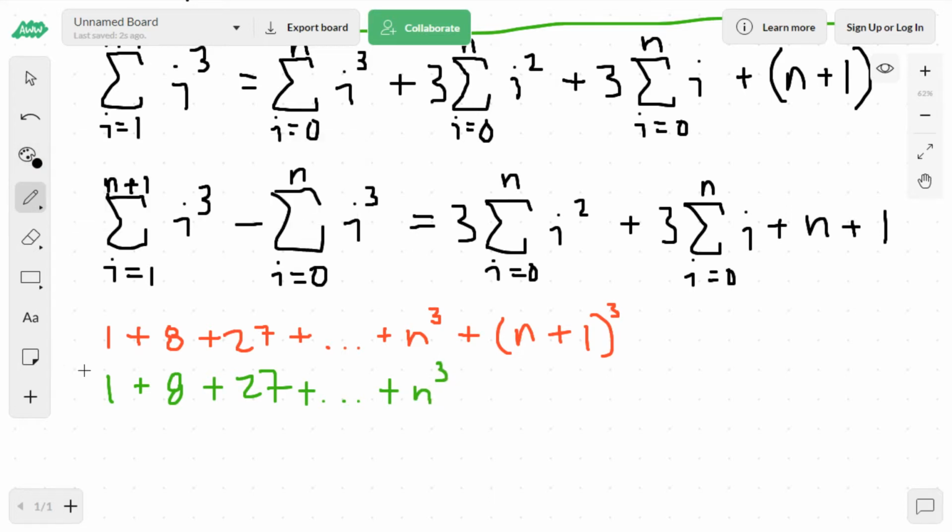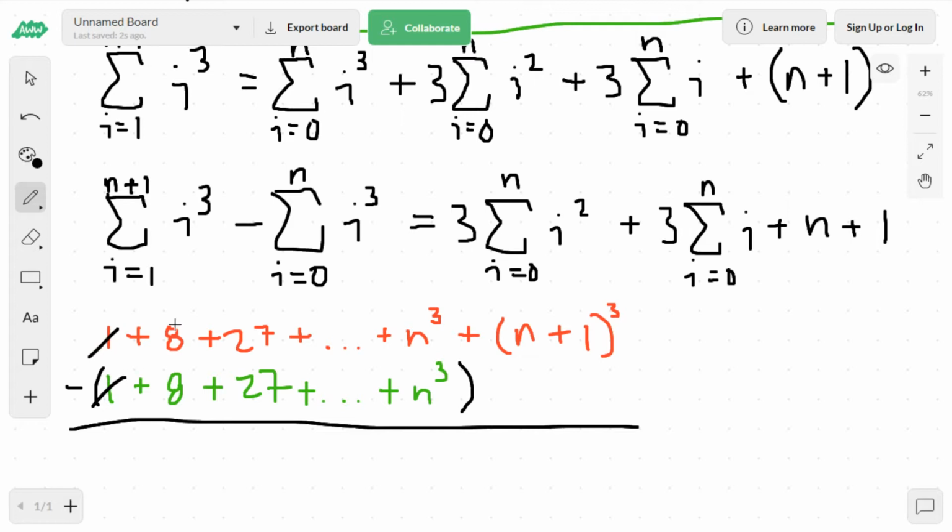So then what we want to do is a big old subtraction here. What's going to happen with that subtraction? Well, these are going to add to 0, these are going to add to 0, those will add to 0, these will add to 0. We're just going to be left with this thing, the n plus 1 cubed. That's it. It doesn't really look like an n. Okay, there we go.